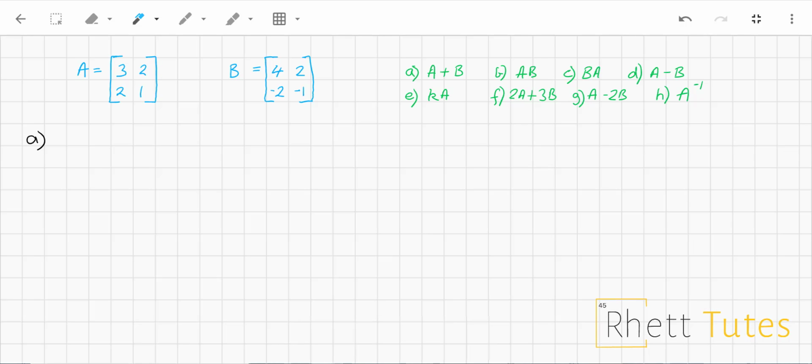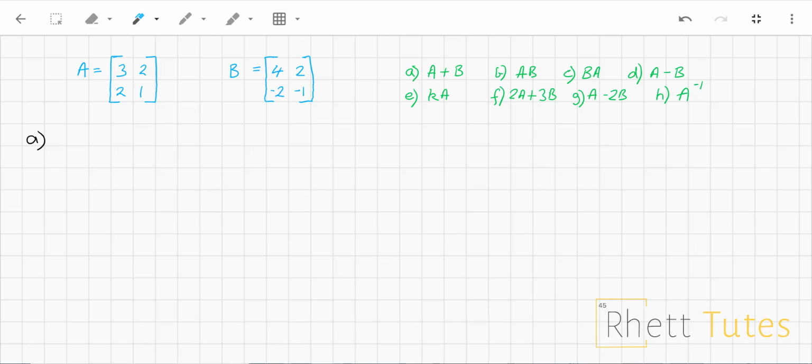So here we have two matrices, A and B. A is given by 3, 2, 2, 1, so a 2 by 2 matrix, and B is 4, 2, negative 2, negative 1. And I've just written out over here on the right in green a whole bunch of arithmetic that we'll now figure out.